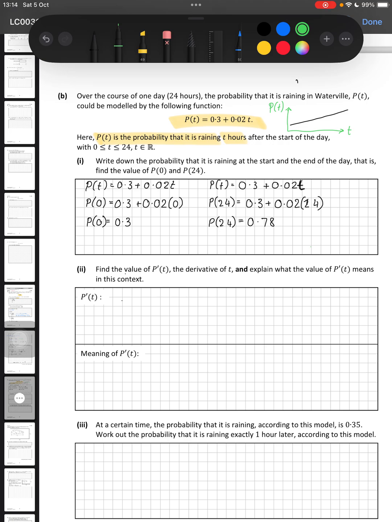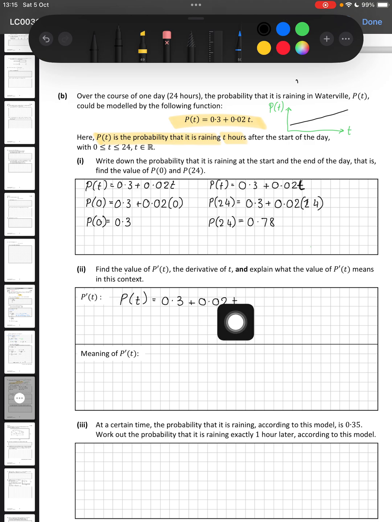Okay, so the first thing it says is find the derivative. Well, we know how to find a derivative. It doesn't matter what it means. Find the derivative. So P of T is 0.3 plus 0.02 T. We know what happens in the derivative. If there is no x, or in this case, they've switched out x with t, so there's no t, that means that number is going to disappear in the derivative.